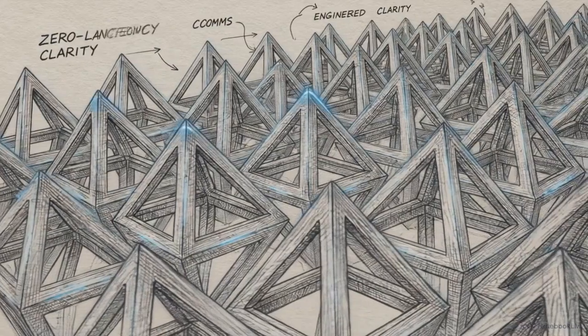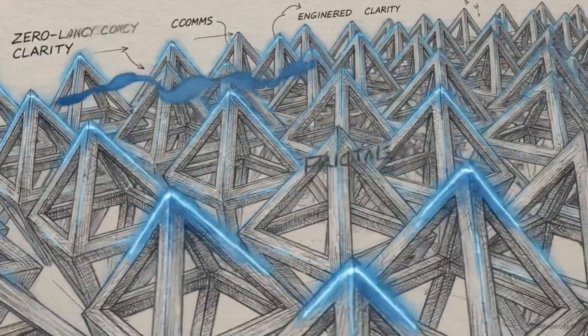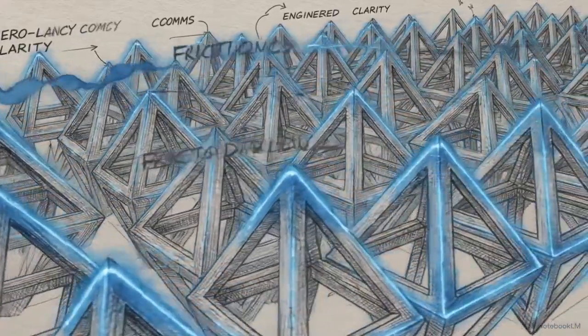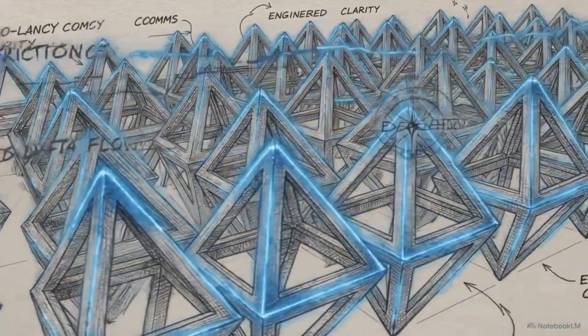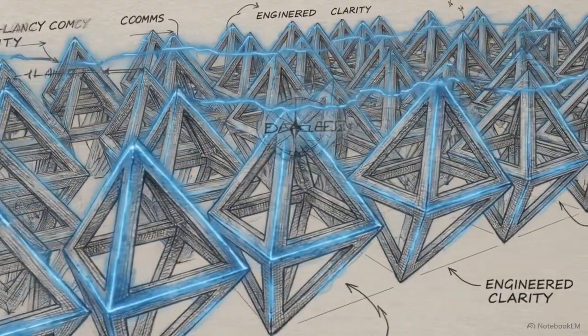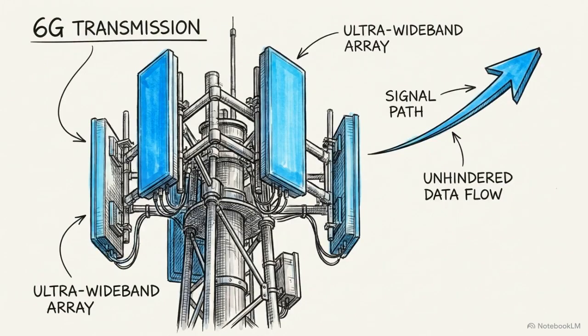By changing the geometry of how hardware looks at a signal, trading a square for a tetrahedron, engineers have bypassed the architectural bottlenecks that defined the previous limits of digital transmission.